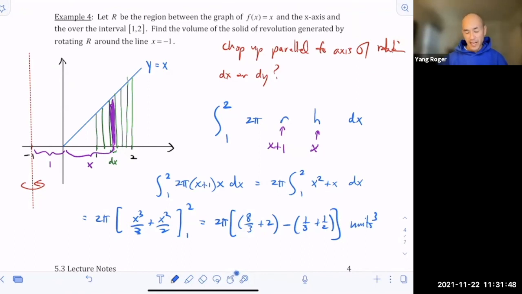If you're pressed for time on your test, just leave your answer like this and go back at the end to simplify it. I don't want you to waste 5 minutes trying to simplify this when the calculus is long done at this point. Okay. But do plug in the numbers. All right.